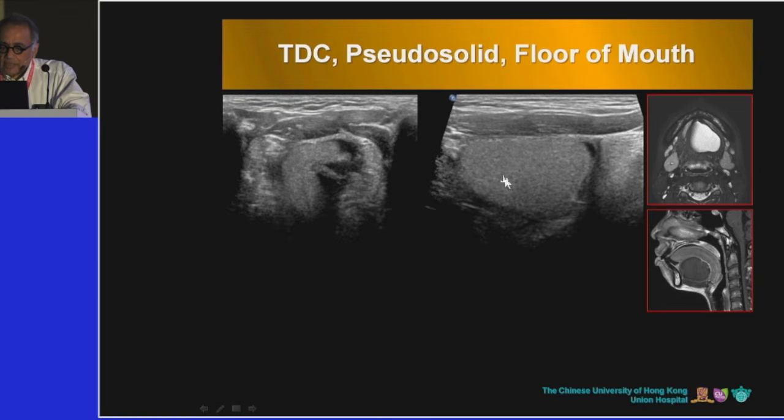Again, look at the appearance now. It is not anechoic, it is not thin-walled, it doesn't have that classic posterior enhancement that we talk about in cysts elsewhere in the body.